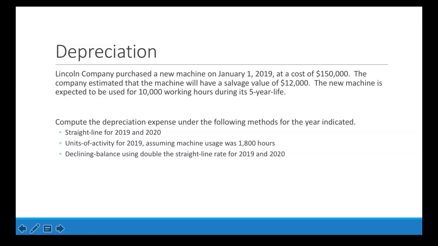Then our last piece is the declining balance method. We're going to use the declining balance method using double the straight line rate for 2019 and 2020. Are there any questions so far?